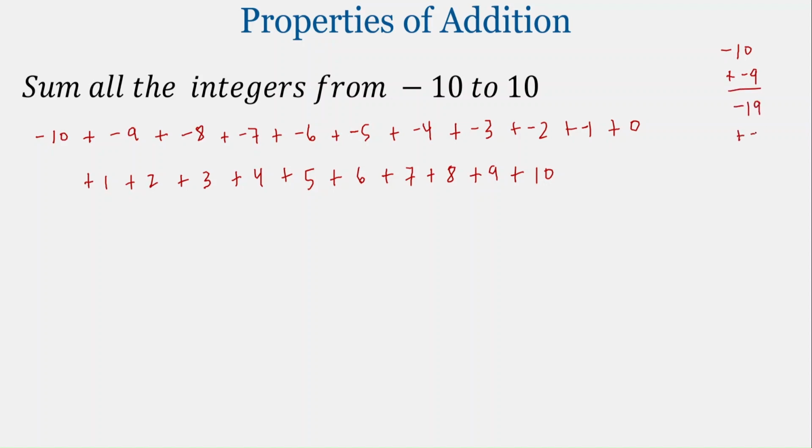And then we'd add negative 8. That would give us negative 27. And then we'd add negative 7. And we can continue this process. And this will, if all of our addition steps are done correctly, lead us to the correct answer. These rules of math, these rules of addition, will work.